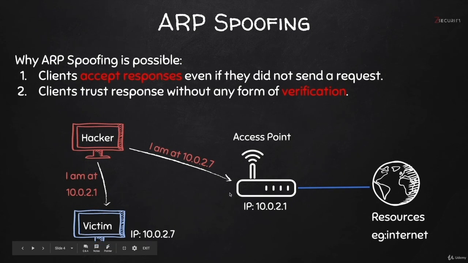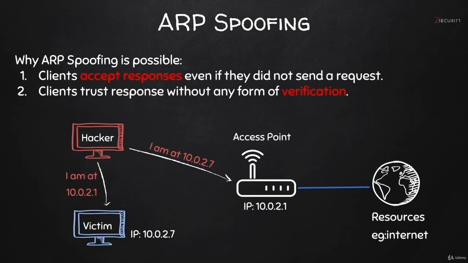But the access point will trust this, and it'll actually update its ARP table based on the information that I send. Same goes to the victim. I'm going to tell it that I am at 10.0.2.1. It's going to trust and believe this, even though I am clearly not at this IP, because the access point is at this IP. So these are the two main weaknesses with the ARP protocol that allow us to run ARP spoofing attacks.